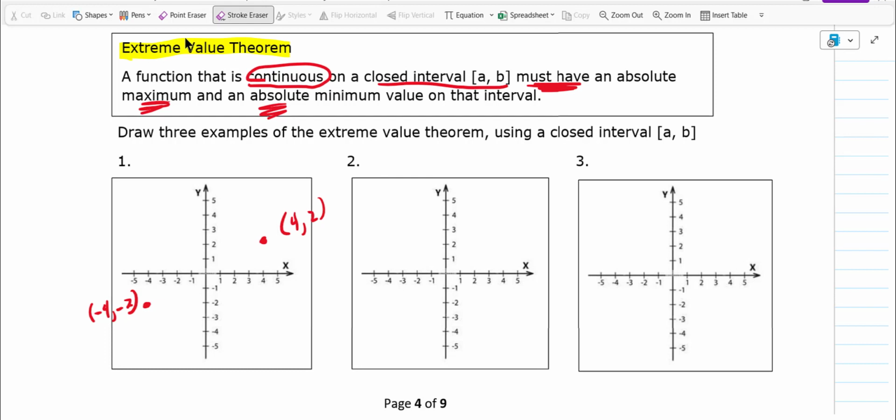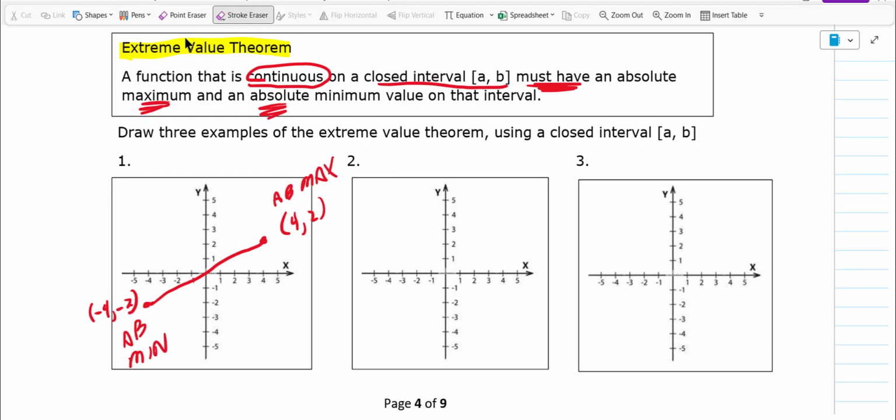Now, if I was going to connect those two dots, one way to connect them would be like this, with a straight line. That's continuous, so I drew a continuous function, no breaks in between. Does that graph have an absolute max? Yes. What is the absolute max? What point? (4, 2). Does that graph have an absolute min? Yes. So the theorem says that you have to have one of each. This would be your absolute max, and this would be your absolute min. That's just one scenario.